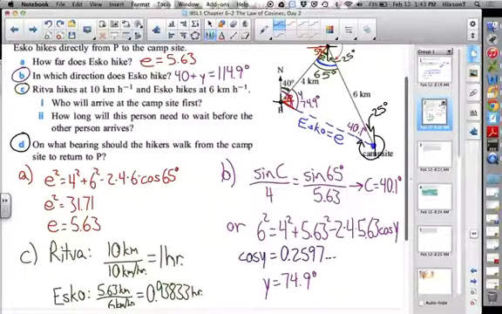Again, you have those alternate interior angles. This is congruent to this, okay? So 360 minus 40.1 minus 25, what do you get? 294.9.